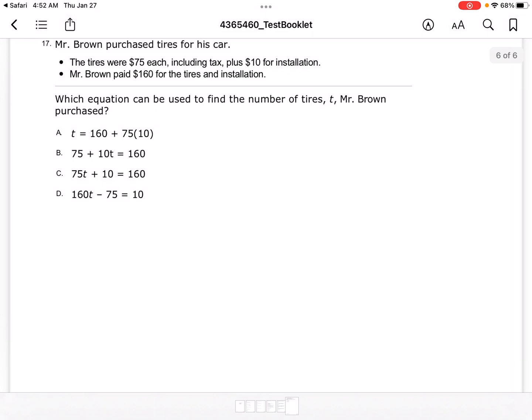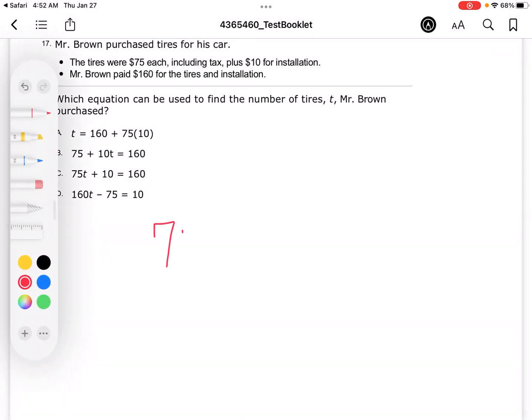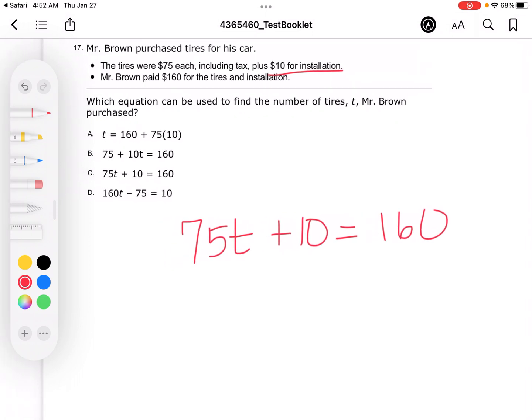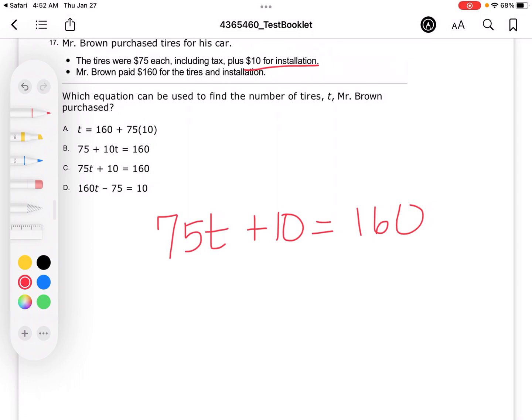Mr. Brown purchased tires for his car. The tires were $75 each, including tax, plus $10 for installation. So $75 each, plus $10 for installation. The $10 is that constant, that flat fee. Mr. Brown paid $160 for the tires and installation. Which equation can be used? Well, I know that the 75 is going to have the t on it. So the only one with 75t is C.